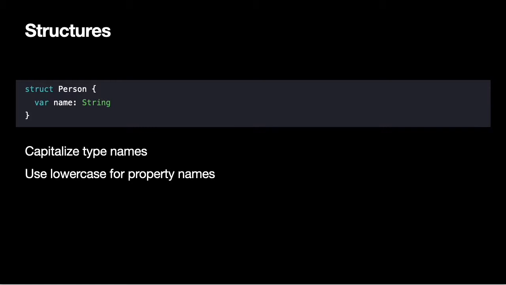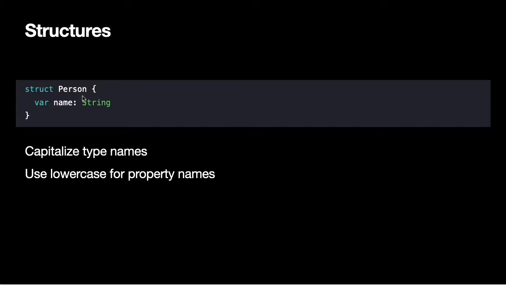A structure can have methods that provide functionality. You can define initializers for structures to set up their initial state. You can extend structures. Structures can conform to protocols so they can provide standard functionality of a certain kind.